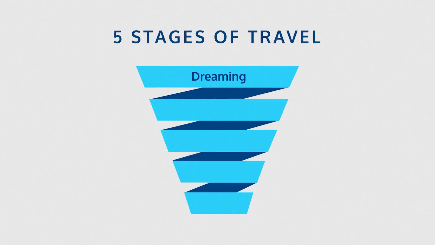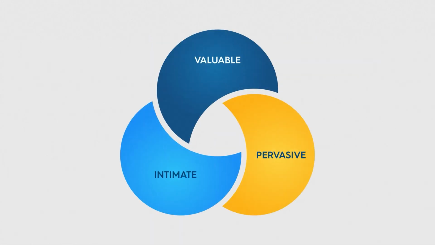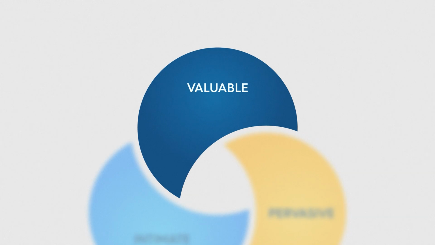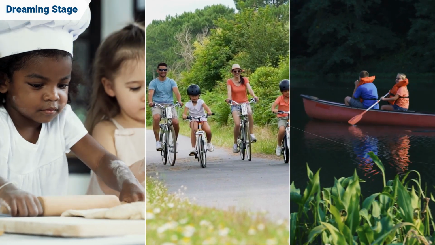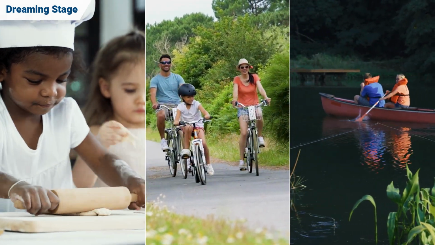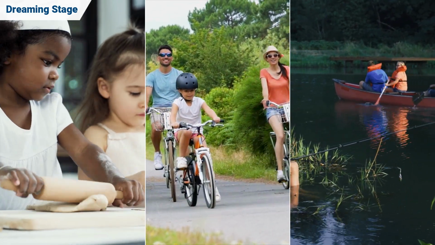So let's meet our ideal target guests at that dreaming phase. We're going to start and go VIP. Starting with V, how can we be valuable? Well, at this stage, I would recommend, just as a couple ideas, why not have some Instagram reels where we have videos showcasing some of the magical moments that you're creating for families with your bike rides, with our kayaking adventures and cooking classes.